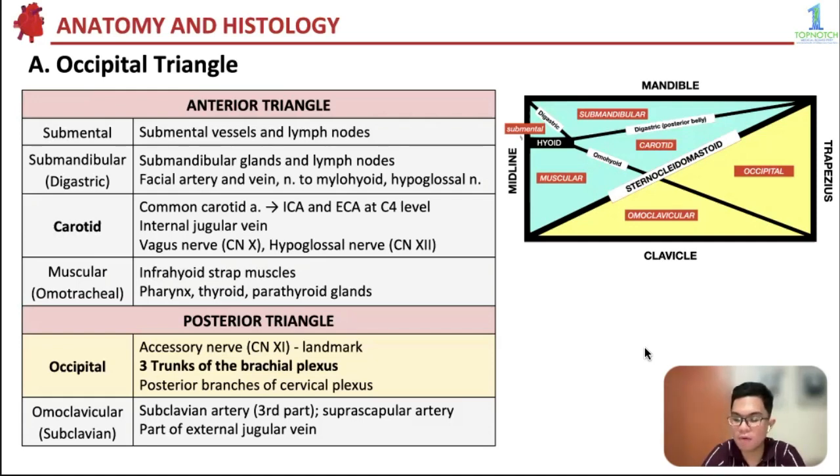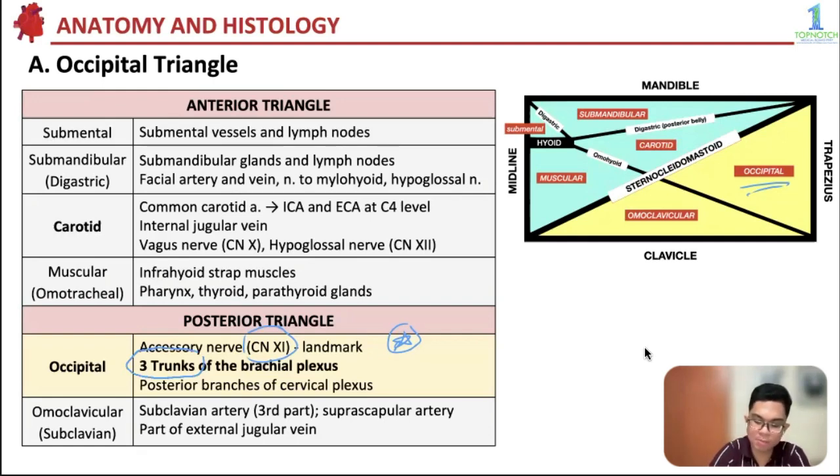So there are 4 borders: the midline, the clavicle, the trapezius, and the mandible, and the important muscles are the sternocleidomastoid, the digastric, and the omohyoid. Anyways, focus on the occipital triangle. It's one of the sub-triangles of the posterior triangle. And important anatomical structures running within it include CN11. It's a landmark, so it divides the posterior triangle accordingly. And important for our question are the 3 trunks of the brachial plexus.